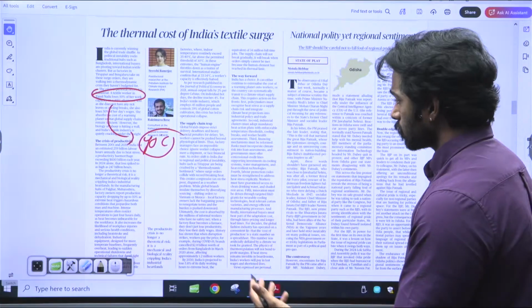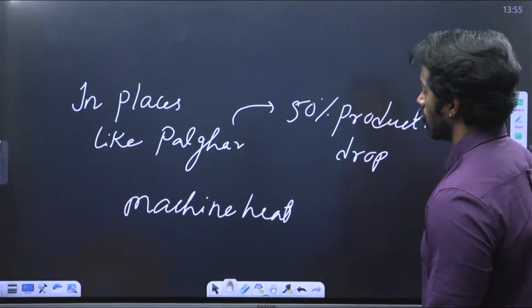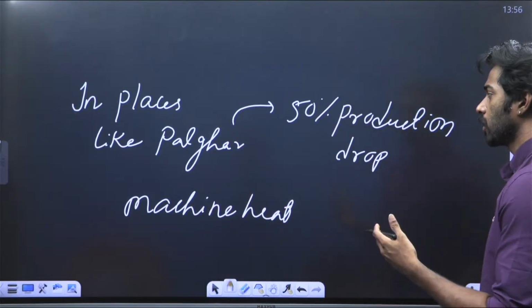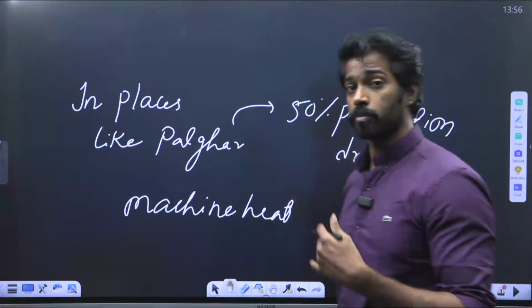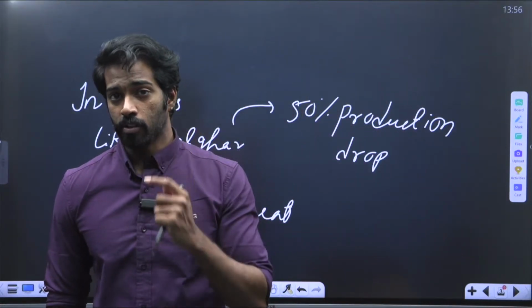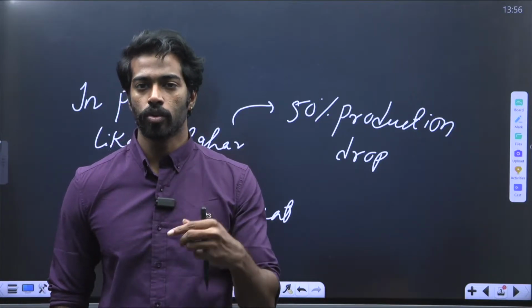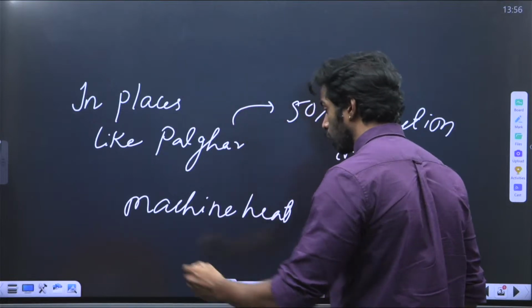Secondly, the article is also trying to say a few aspects which I think will help you understand a little. In places like Palghar, 50% of production has dropped because of the heat present in the current environment. With the high amount of heat present, the workers are not able to work at their highest capacity, due to which they are not able to meet the demand. Okay, that is one aspect. And machines heat.